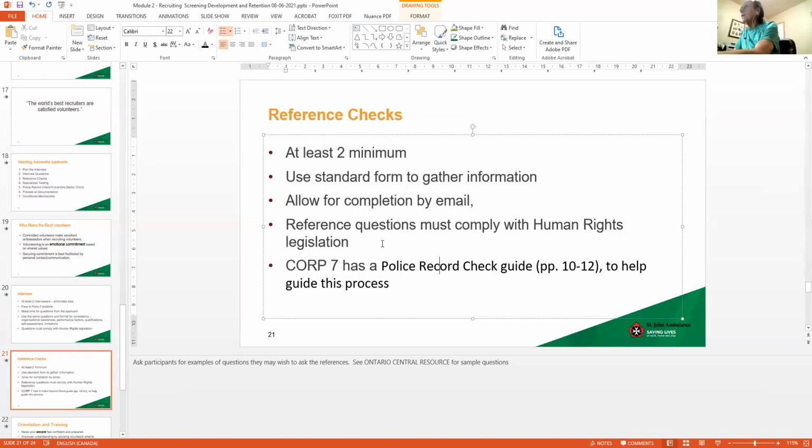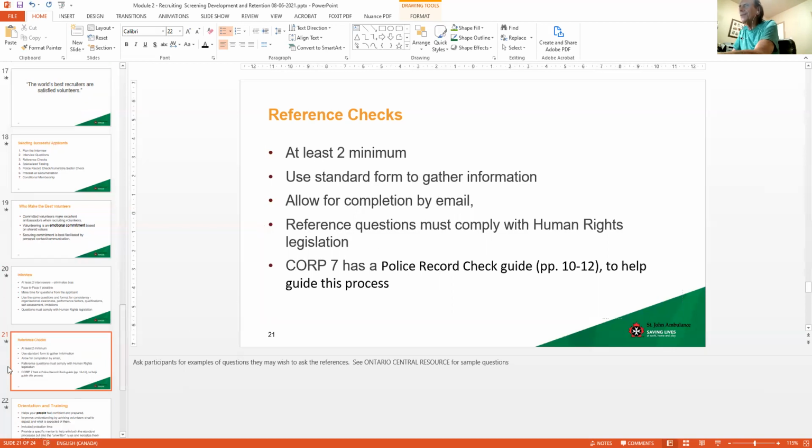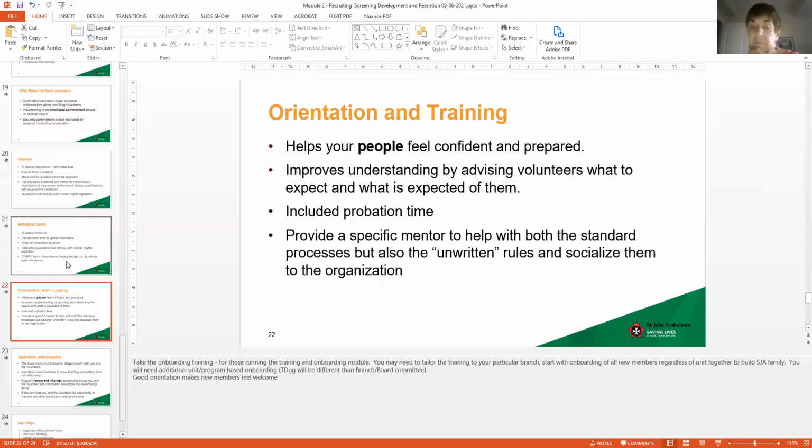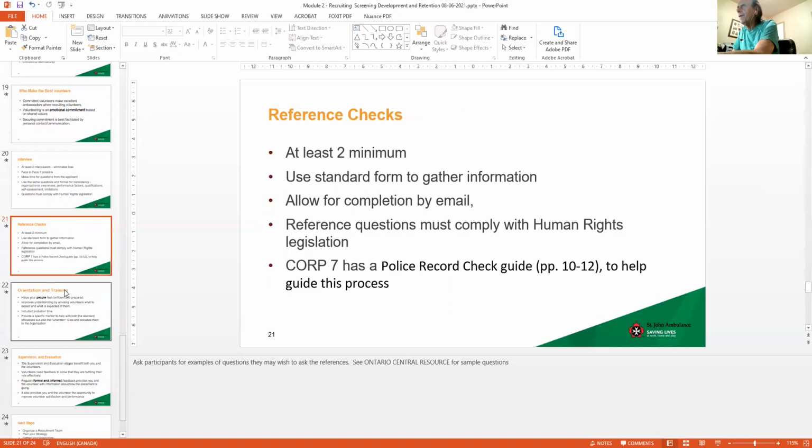Okay. That's relatively straightforward. There's not a lot of interpretation in the reference check process. It's pretty clear. Somebody's talking to this. Yeah.